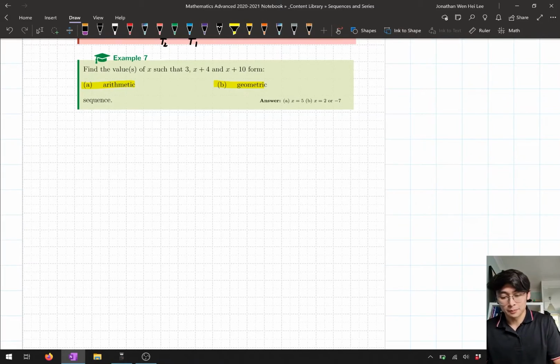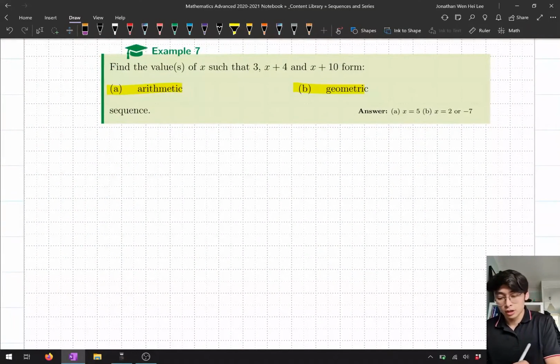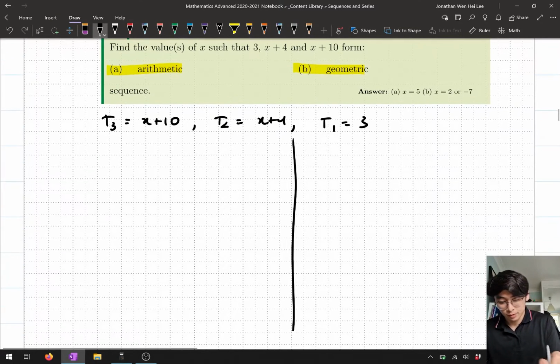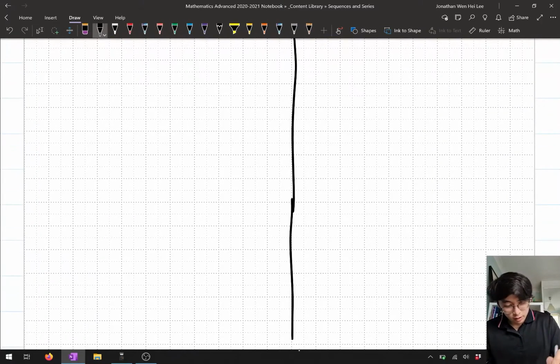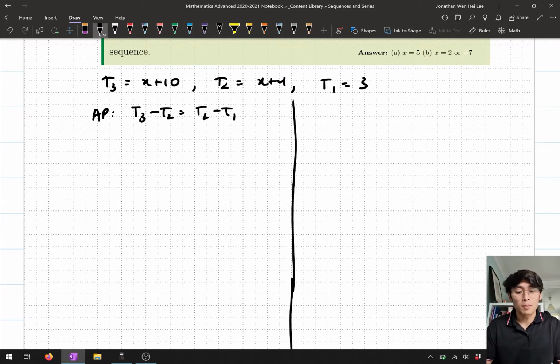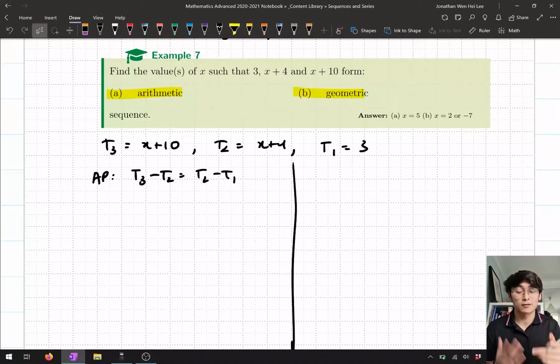So for this progression, t3 is equal to x plus 10, t2 is equal to x plus 4, and t1 is equal to 3. Now, what I had written down was, for an AP, the condition was that t3 minus t2 is equal to t2 minus t1. So if I want my sequence to be an arithmetic progression, it needs to follow this pattern.